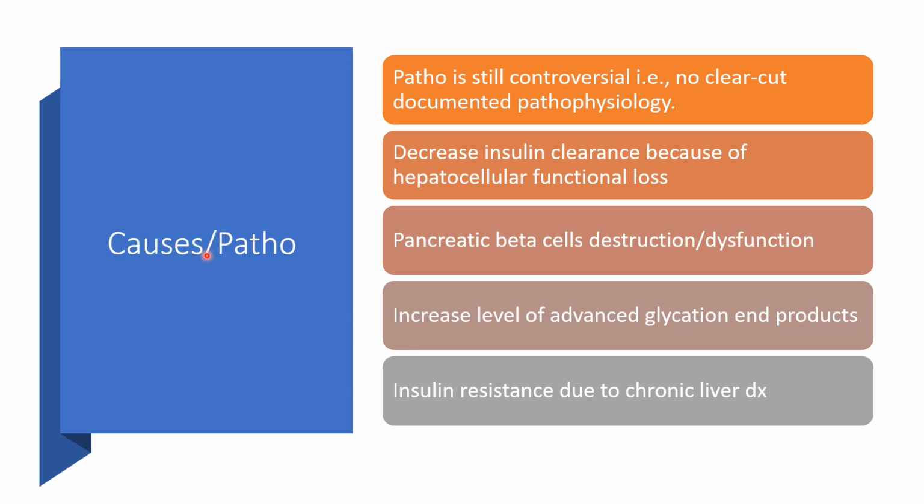What are the possible causes or pathophysiology of hepatogenous diabetes? There's controversy over that because there's no clear-cut documented pathophysiology. And nothing so serious about that. When it is well known by many people, that will definitely come in the nearest future. But there's decreased insulin clearance. And why that? Because of hepatocellular functional loss. And that is the reason why hypoglycemia will be very serious here, and it will be profound. Pancreatic beta cell destruction or dysfunction is a possibility. Increased levels of advanced glycation end products occur here, and there is likelihood of insulin resistance due to chronic liver disease.